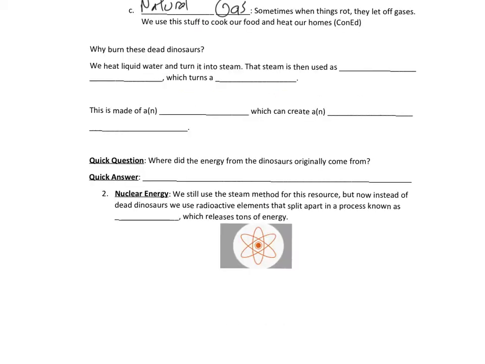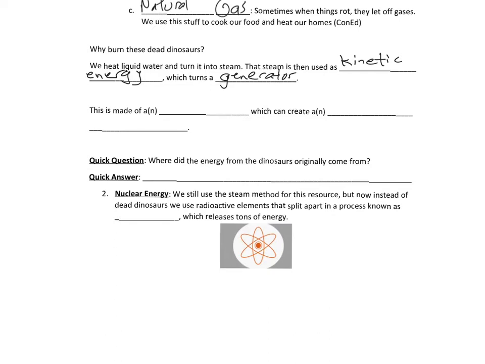So why burn these dead dinosaurs and rotted plants from millions of years ago that we dug up from the ground? The idea here is burning coal or fuel oil or natural gas will heat some liquid water, and it will turn that water into steam. And steam has a lot of kinetic energy, right? So that steam is used as moving, flowing kinetic energy, which turns a generator.